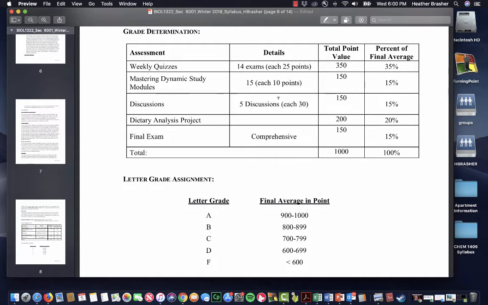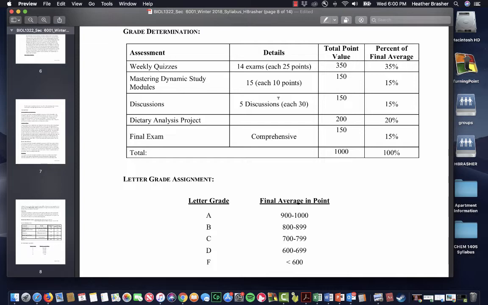This is how the grade is going to be determined. It's out of 1,000 points. So 350 points goes to your weekly quizzes. That's 35% of the grade. The Mastering Dynamic Study modules is 15%. The discussions are 15%. The dietary analysis project is 20%. And the final exam is 15%.